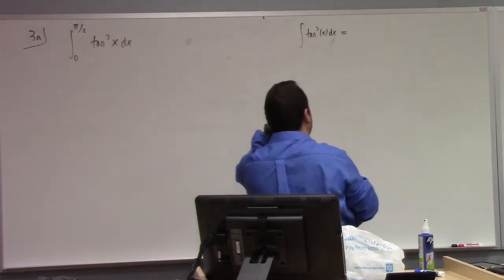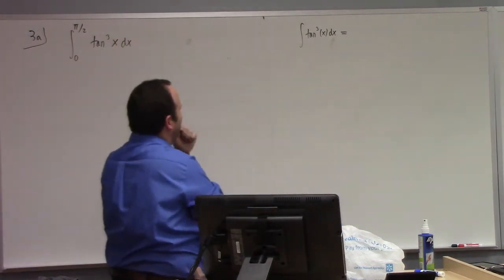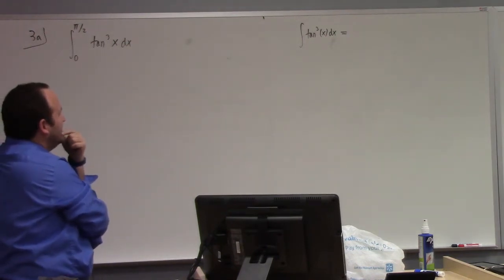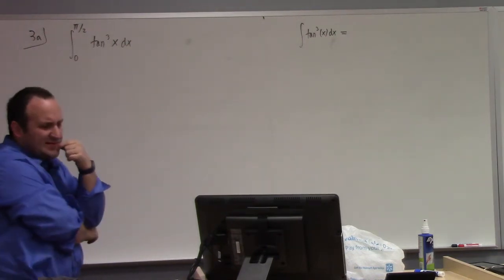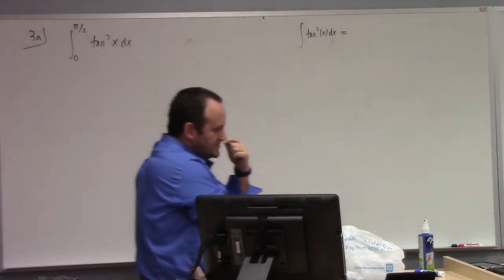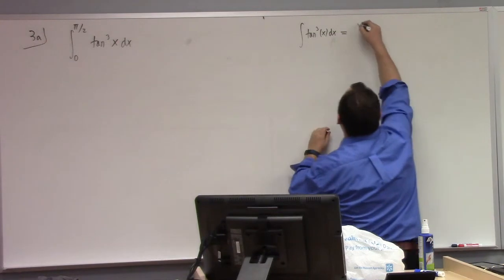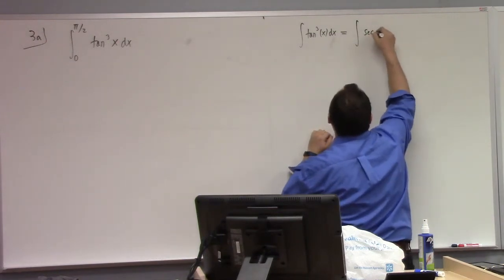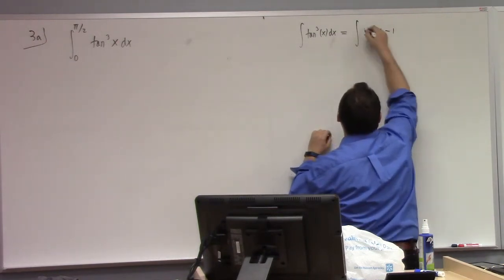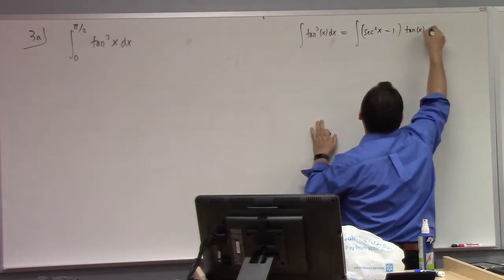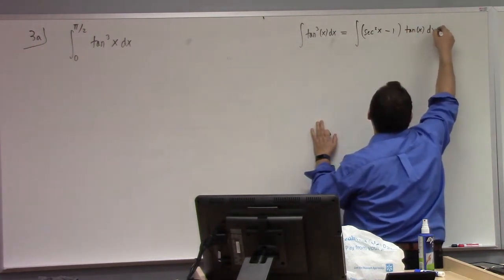Let's see here. Integral of tangent cubed. Somehow I haven't thought about integral of tangent cubed recently. How do you do integral of tangent cubed? Tangent squared to secant squared minus 1. Oh, this is actually not that exciting. Okay, secant squared x minus 1. And then what you got? Tangent x. Well, that doesn't do it, does it?